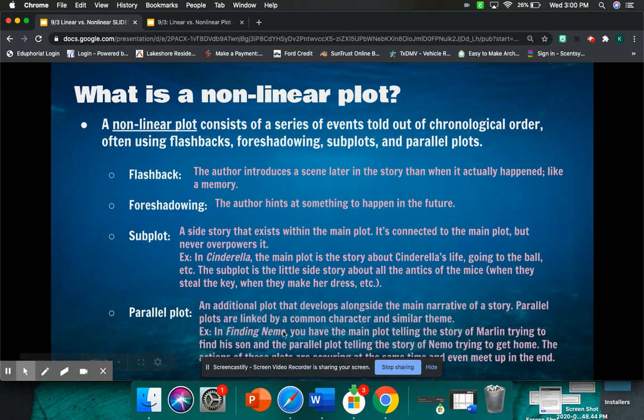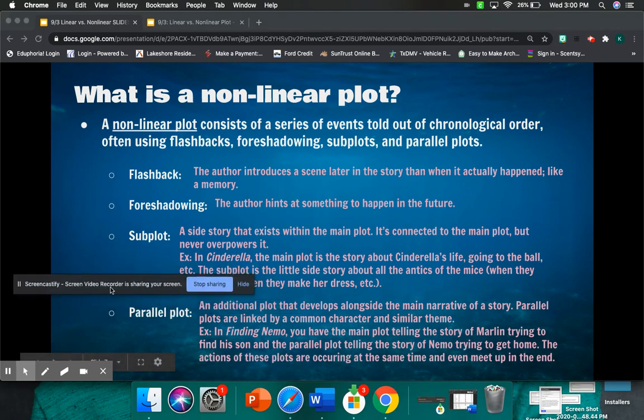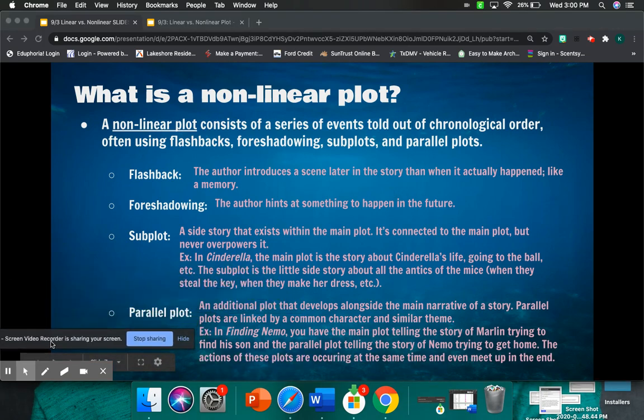In a parallel plot, there's an additional plot that develops alongside the main narrative of a story. Parallel plots are linked by a common character and similar theme. An example is Finding Nemo. The main plot tells the story of Marlin trying to find his son, and the parallel plot tells the story of Nemo trying to get home. The actions of these plots occur at the same time and even meet up in the end.